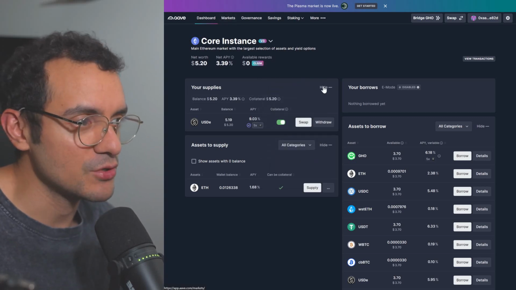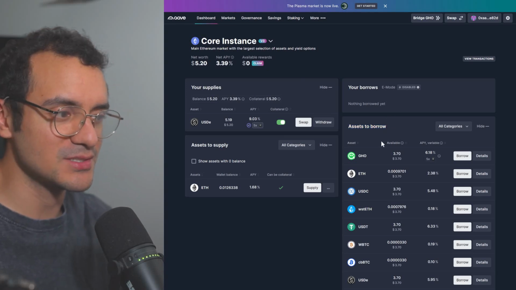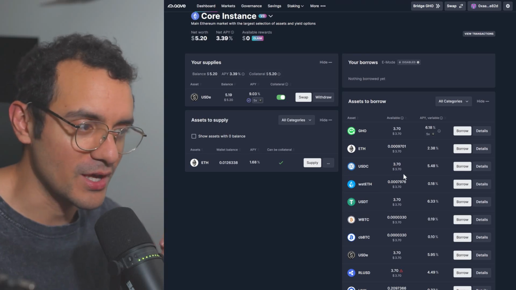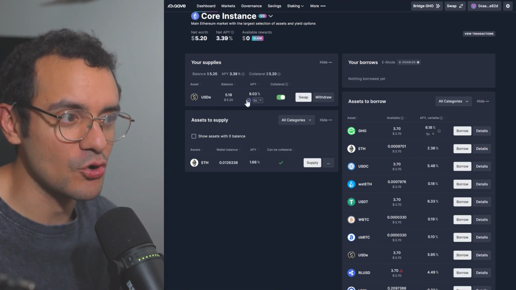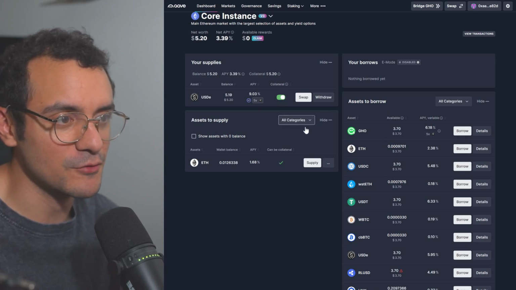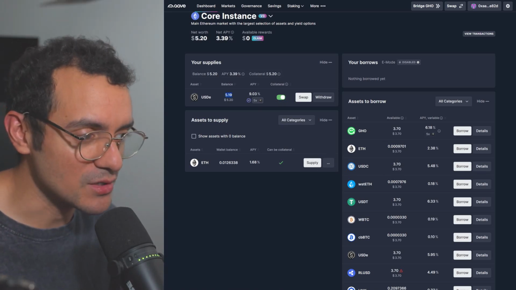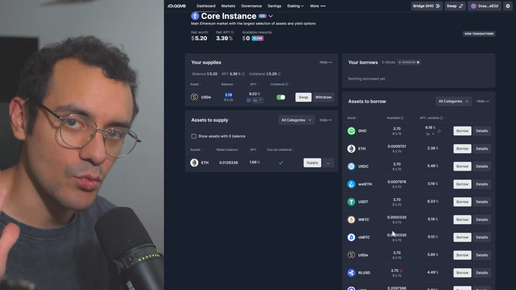Now, in the dashboard, you're going to see this section called assets to borrow. So these are tokens that are available for us to borrow. Okay, so we can use them with our money here as collateral. It means that the platform is going to block this balance and will allow us to withdraw this money and use it anywhere, any moment we want.